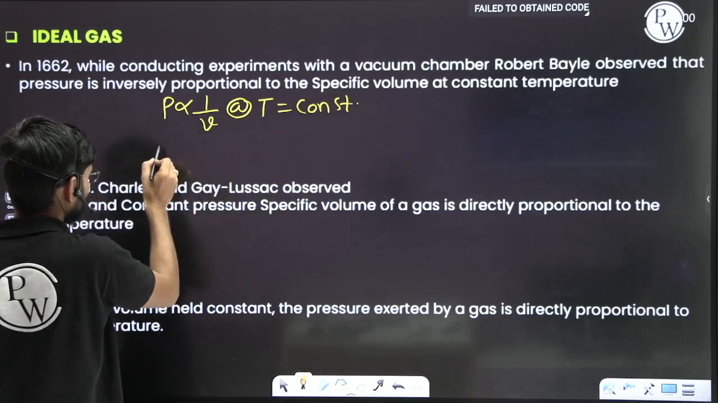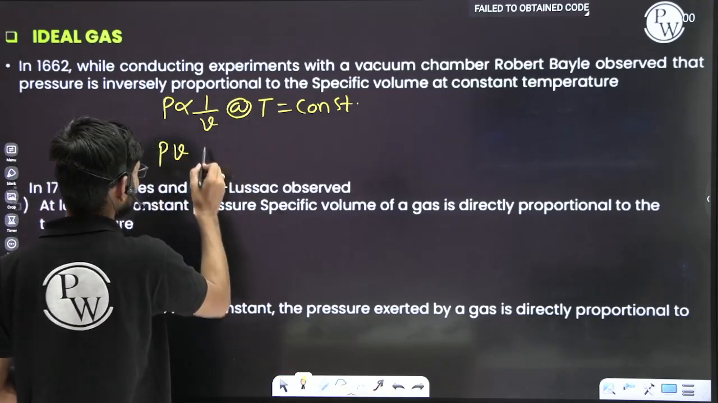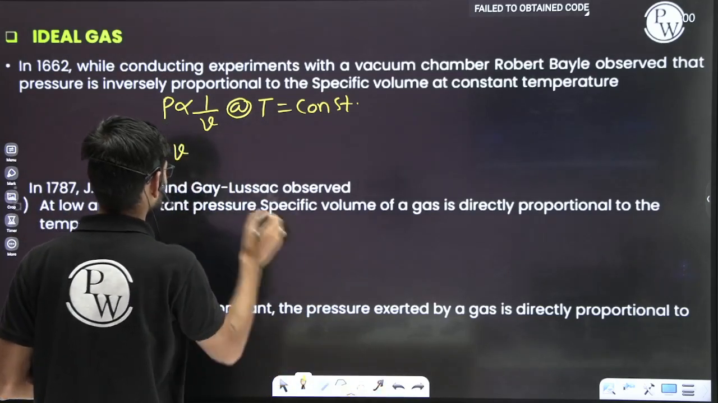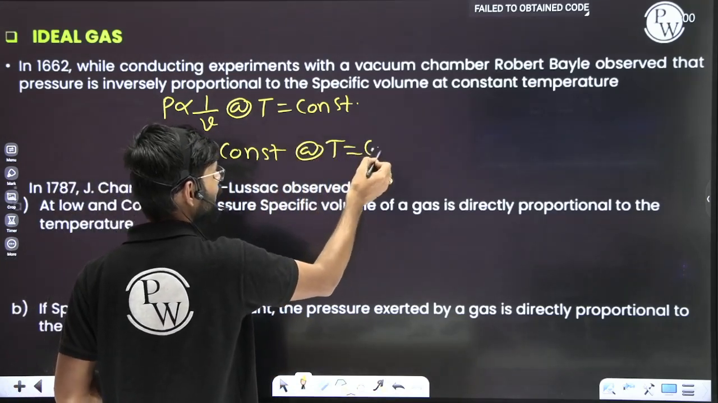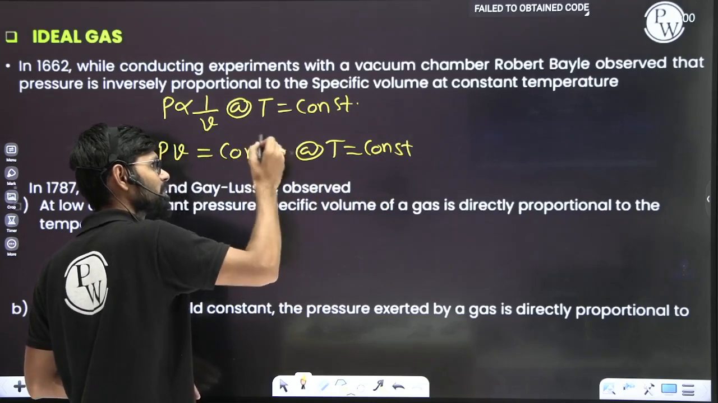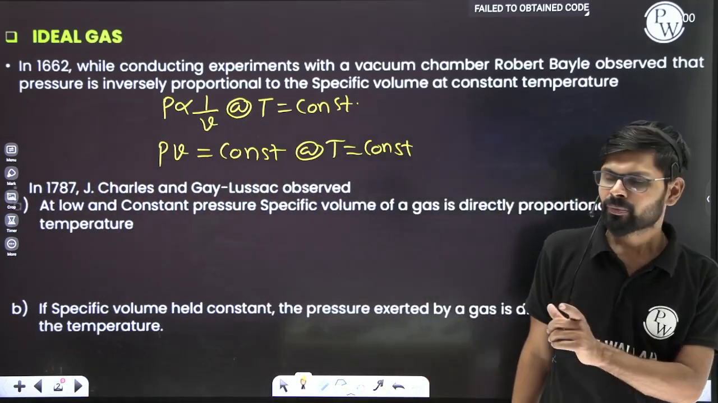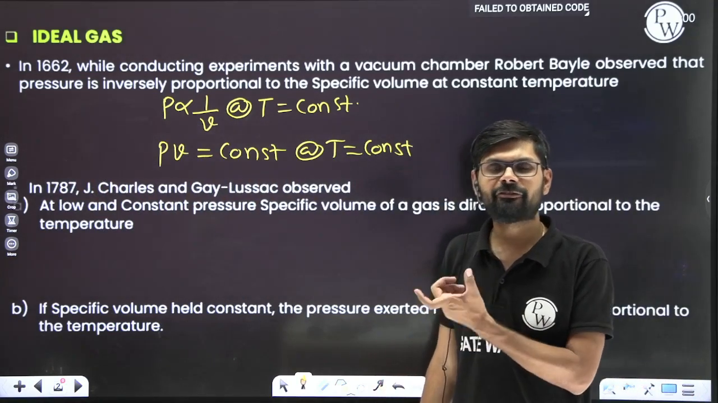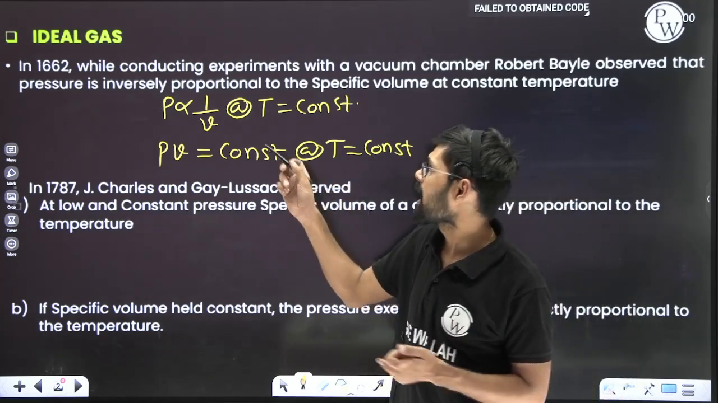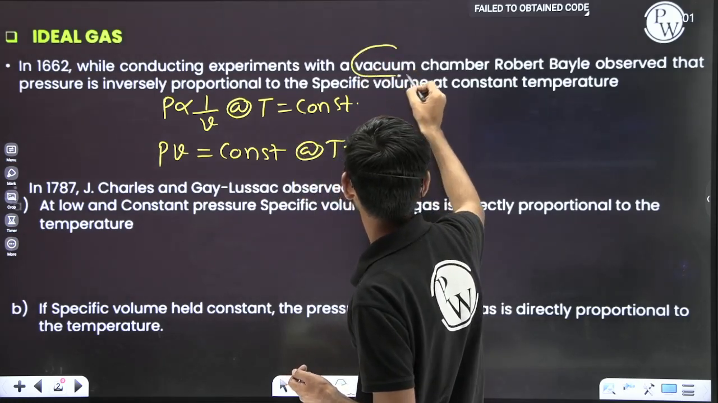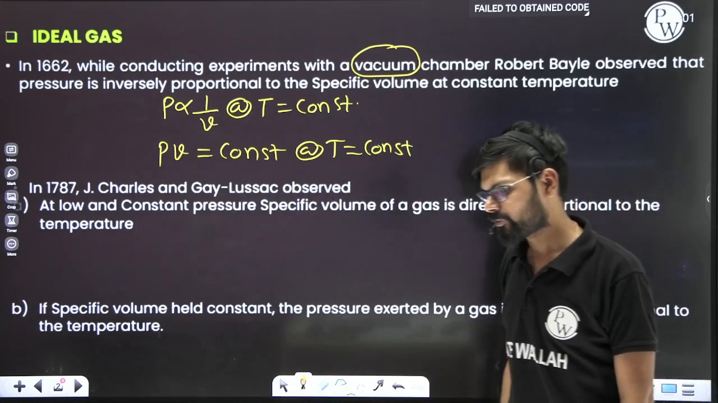Or you can even write this as P into V is proportional to, or P times V is equal to constant, at T equal to constant. It means that in this constant, basically, the temperature term can be there. This is the first gas law, given by Robert Boyle, and this was applicable at a vacuum condition. What is the significance of this word vacuum? You will understand very soon.